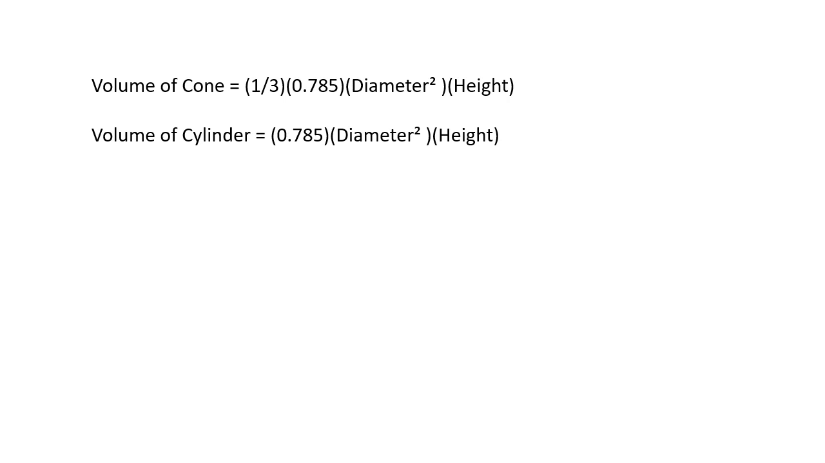So to find the volume of a cone, it is 1/3 times 0.785 times the diameter squared times the height. I've also included the volume of a cylinder, 0.785 times the diameter squared times the height, because a lot of times things like clarifiers are going to be cylindrical on top and conical on the bottom. Again, that word's going to be fun to keep saying.